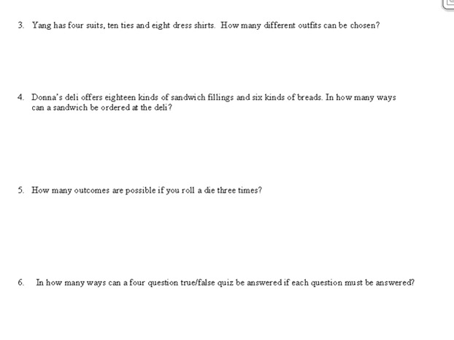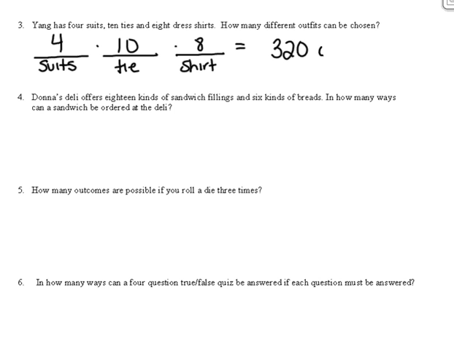Question number 3 says, Yang has 4 suits, 10 ties, and 8 dress shirts. How many different outfits can be chosen? So I'm not going to go through and say what color shirts he has and ties that he has. I'm going to just use the counting principle to find the total number of outfits he can choose. So my options are suits, he'll have to have a tie, and he'll need a dress shirt. There are 4 suits, 10 ties, 8 dress shirts. When you multiply those numbers together, that gives you your total. 320 outfits total.